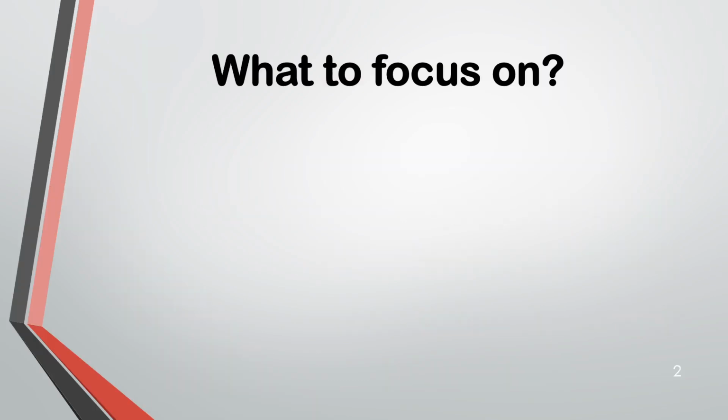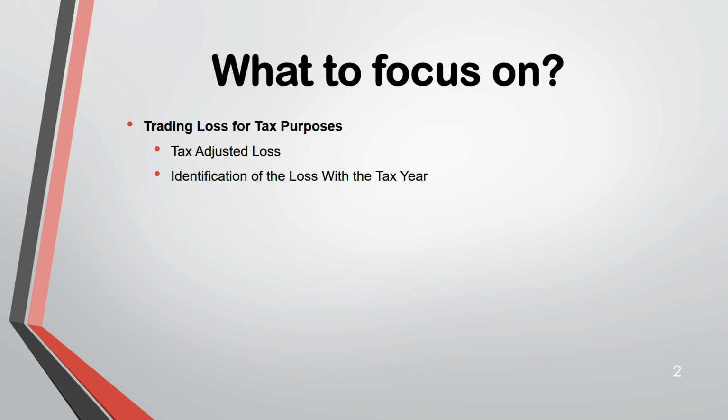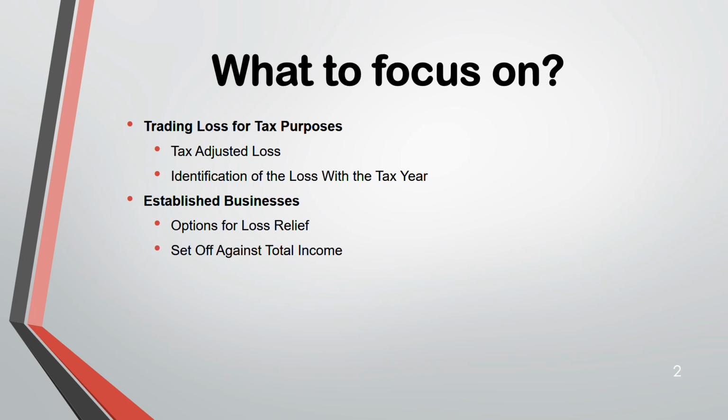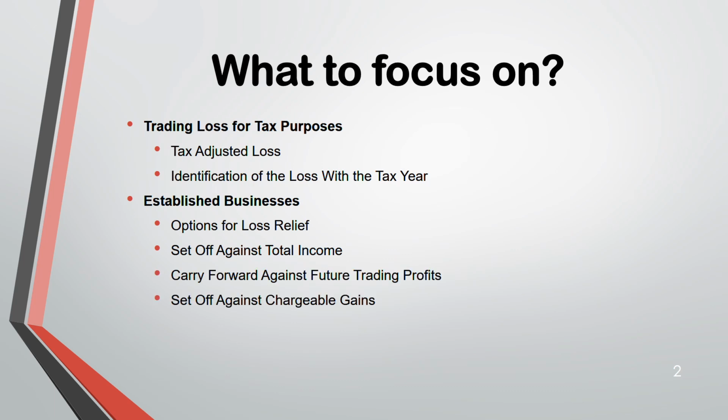So now, the trading loss. We have to calculate the tax adjusted losses, then identification of loss with the tax year, then the established business. What are the options for loss relief? If you are an established business, it means you are there in that business for many years. Then set off against total income, carry forward against future trading profit, set off against chargeable gains, then commencement of trade.